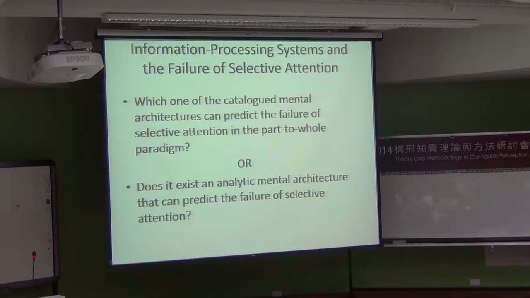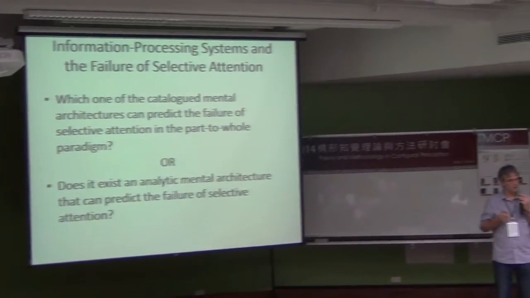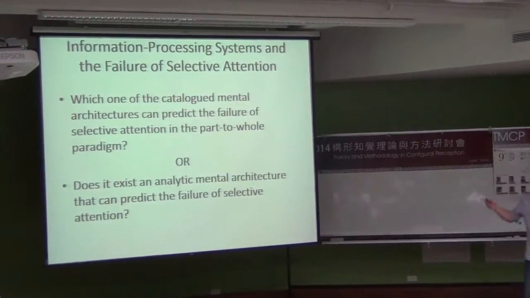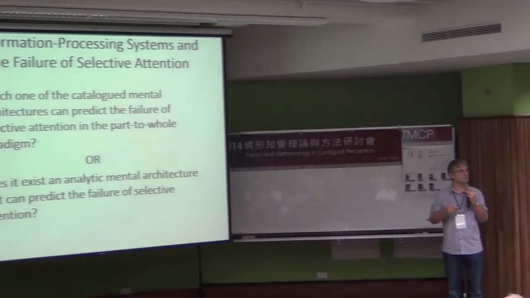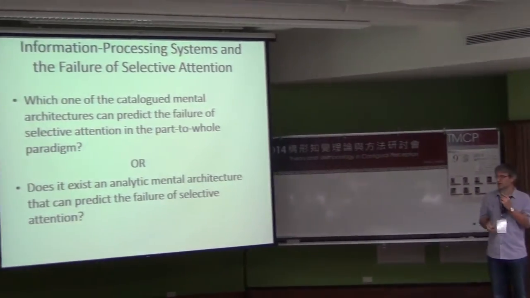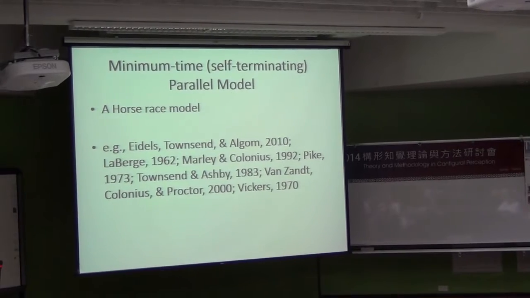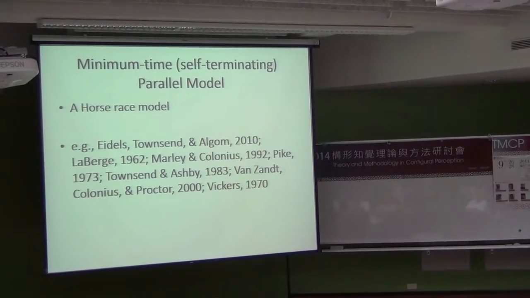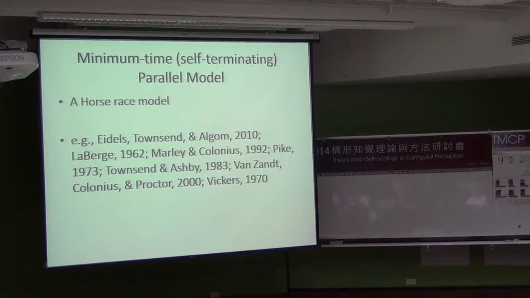Yes. If you find an architecture that is analytic-based but predicts the same effect, then this signature, failure of selective attention, really fails in its attempt to be used as a good indicator. And that establishes mental architectures as a more important tool to understand these processes. And actually, the answer is yes. As a matter of fact, I will just give you a preview.